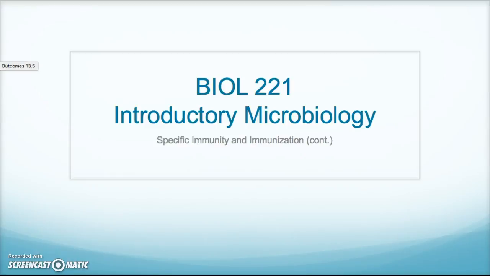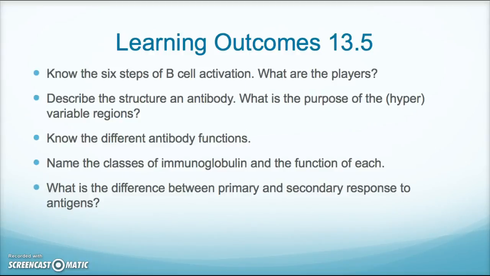Hi everyone, this is the fifth mini lecture for chapter 13, and in this one I have the learning outcomes placed in this slide. We're going to be looking at B cell activation and starting to talk about what antibodies are, not only what their structure is, but the function of the different types of antibodies.